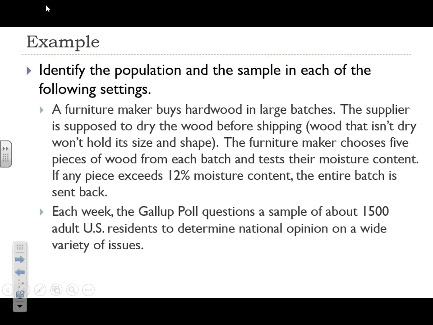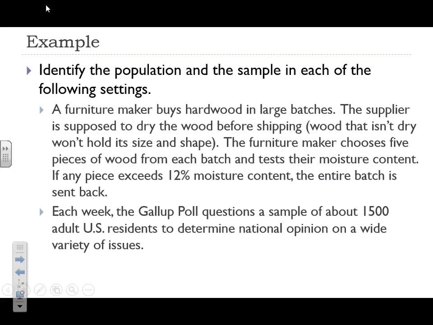So if we're looking at that situation right there, we want to identify the population of interest and then the sample that they looked at. So if we're looking at this first scenario, what would be the population of interest? So what's the furniture maker interested in? What's the population? The hardwood, right? He's interested in the entire batch of hardwood.